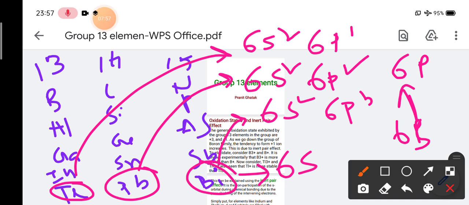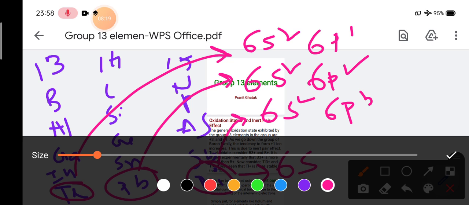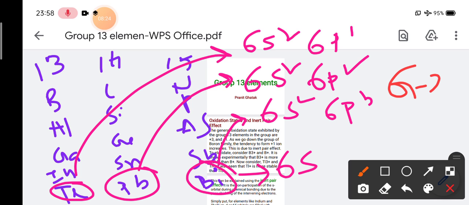And as the electrons of the 6s orbital cannot participate in bond formation, they will not show any oxidation state. They will not contribute to the oxidation state. So in this group, what happens is we generally see a G-2 oxidation state for the case of thallium, lead as well as bismuth.